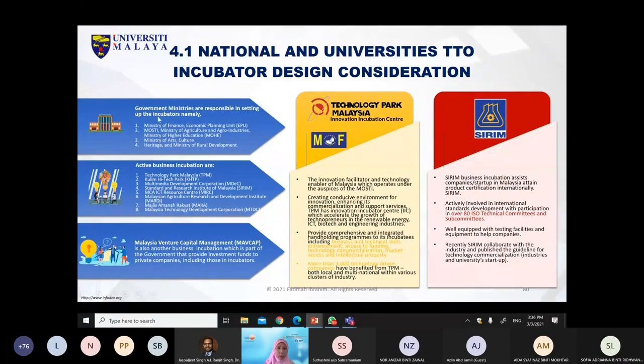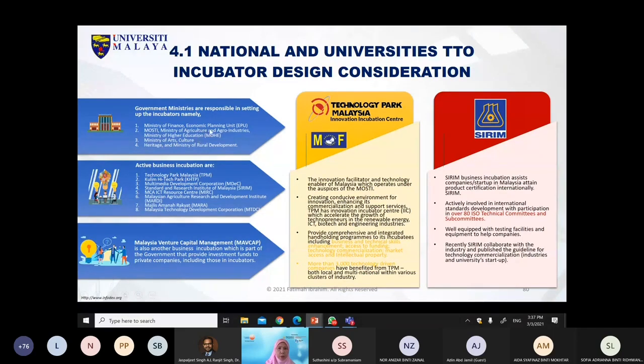So one of the support is that the government ministry responsible in the incubator, namely. So these are the government who are supposed to help us in our incubator. So the Minister of Finance, Economic Planning Unit, EPU, and the MOSTI, the MOHI, the Minister of Art, Culture, Heritage. This organization, a government organization, is the one need to help us. For example, the MOSTI give you the grants, the MOSTI give you the guidelines, and now the MOSTI give you whatever facility, national sandbox.